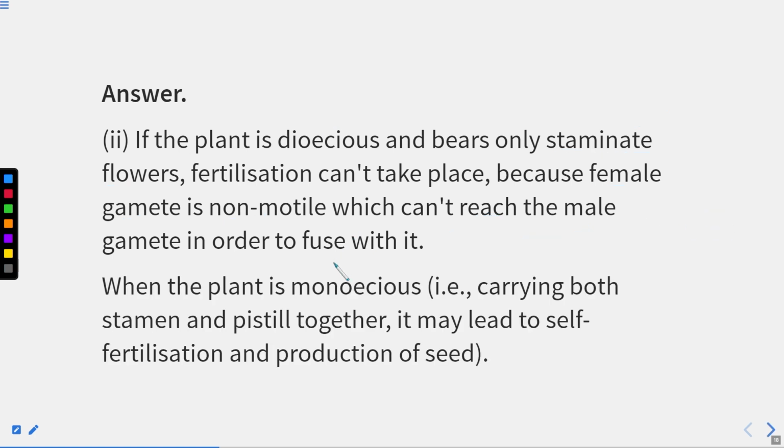Now, when the plant is monoecious, meaning carrying both stamen and pistil together in the same plant, it may lead to self-fertilization and production of seeds. So this is clear. If both the reproductive organs are present, the male gamete is present, the female gamete is present, and they can self-fertilize with each other. How can they self-fertilize? By self-pollination. Self-pollination can take place. Self-pollination is also known as autogamy.